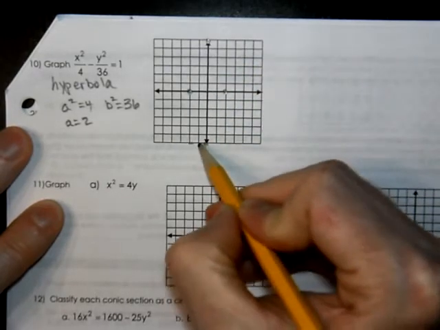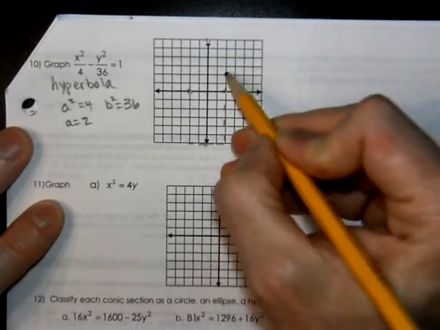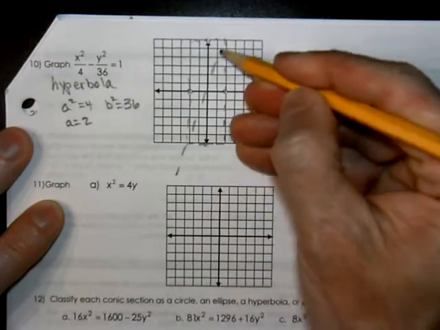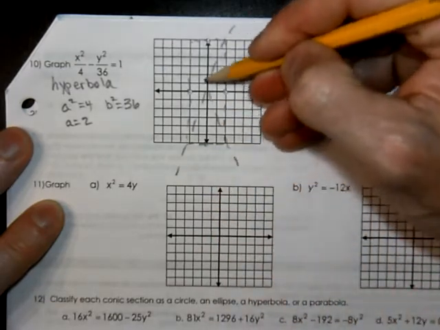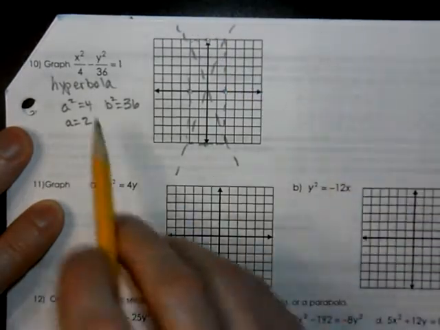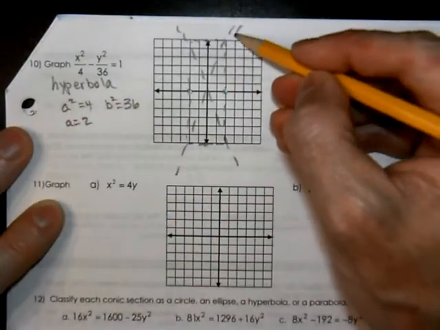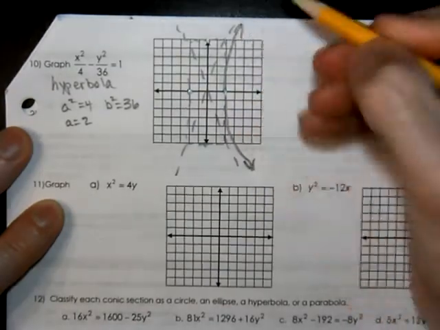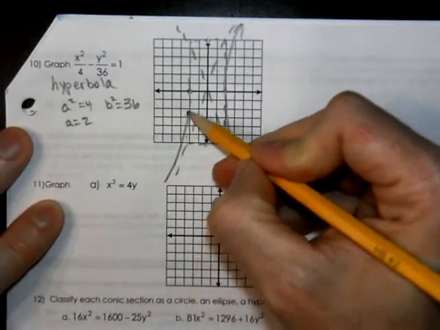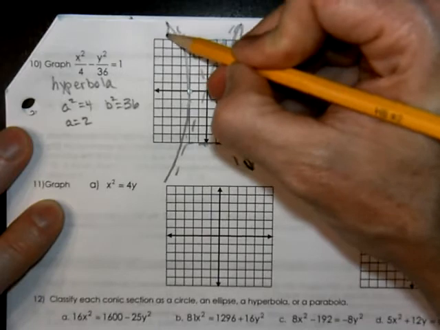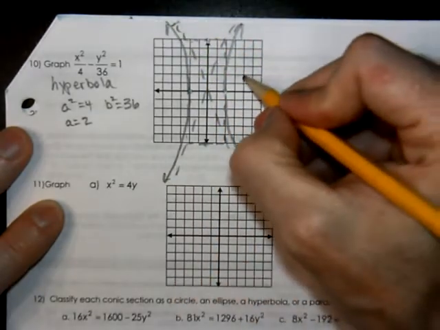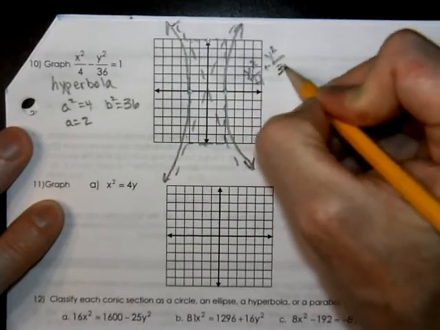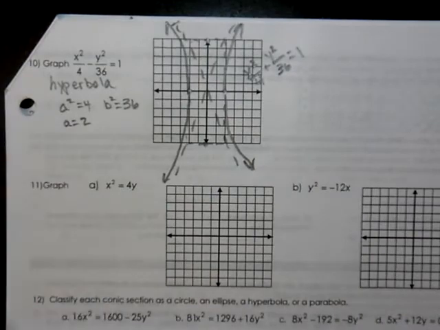is not part of the actual graph of the hyperbola, but it is there to help us identify the asymptotes that the graph is going to approach when it opens up. Because the x squared is first, we know that it opens up sideways following the x-axis, hugging the x-axis and following these asymptotes. And our equation is x squared over 4 plus y squared over 36 equals 1.